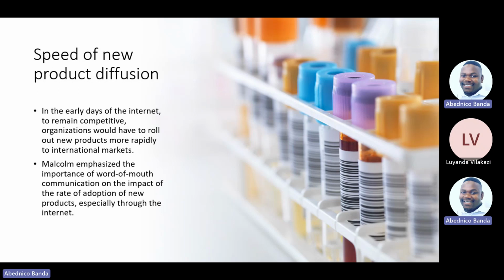Then the importance of word of mouth communication on the impact of the rate of adoption of new products, especially through the internet, has been emphasized. Think about how you guys talk about Shein.